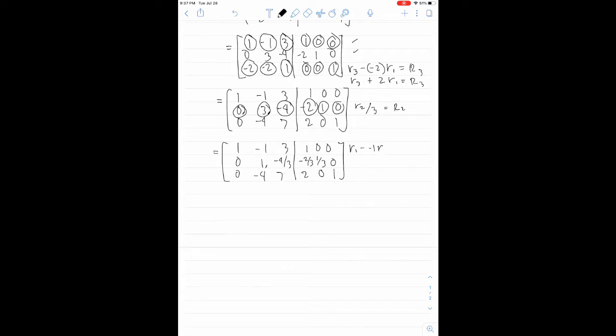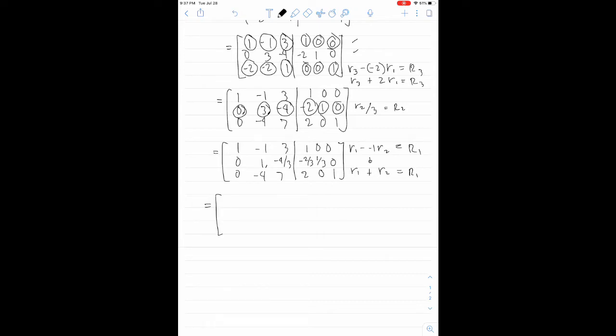Okay. Is equals to the new r sub 1. Or this is just r sub 1 plus r sub 2 is equals to r sub 1. Okay, so next line.